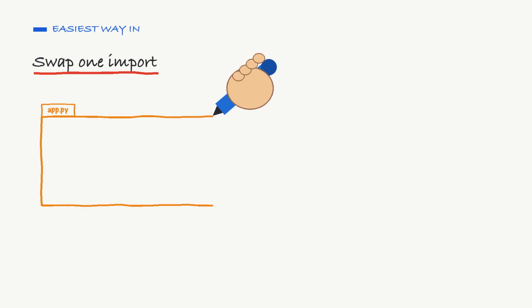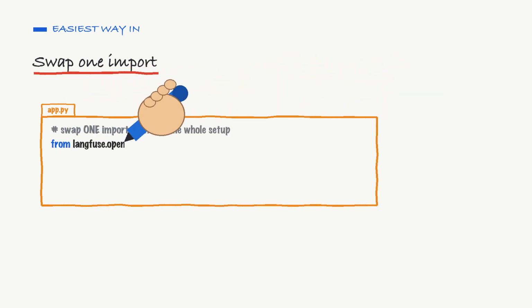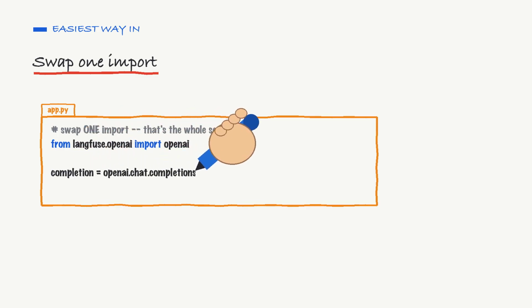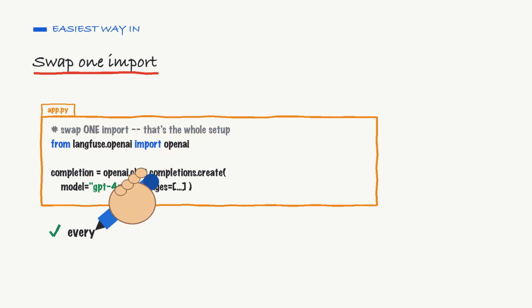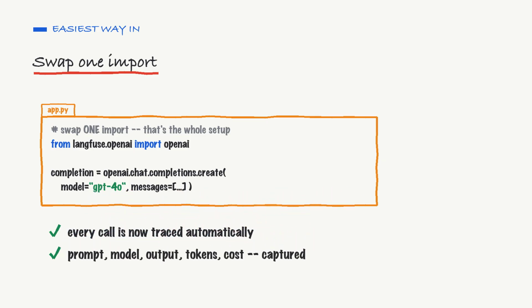Here's the easiest way in, and honestly, it feels like cheating. If your agent uses the OpenAI SDK, you change one import line. From langfuse.openai, import OpenAI. That's it. Your code stays exactly the same, and every call is now traced automatically. The prompt, the model, the output, the tokens, and the cost.